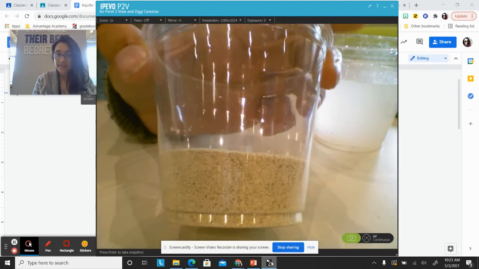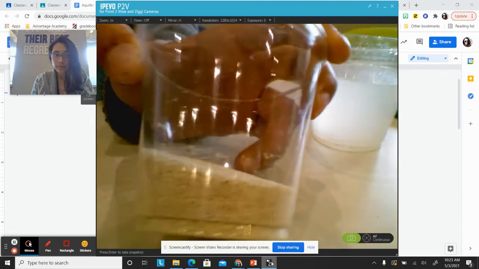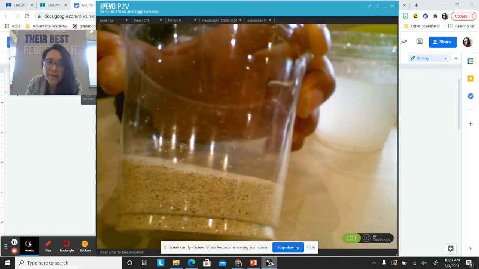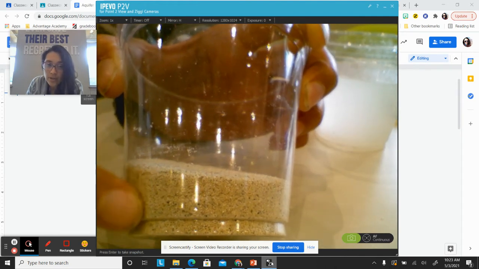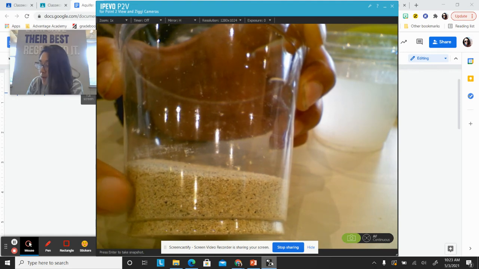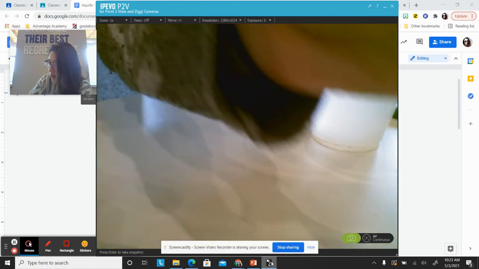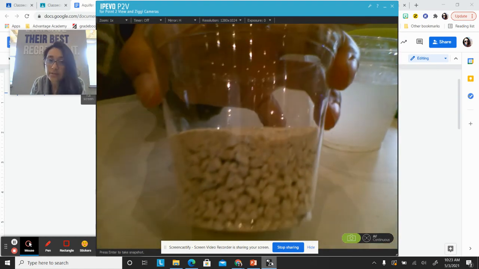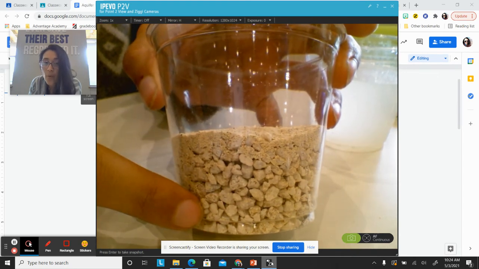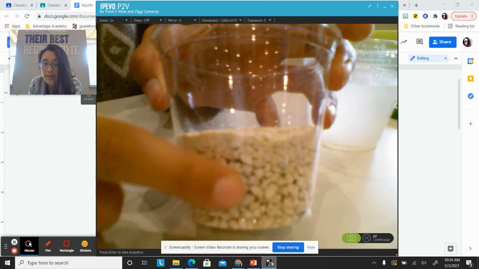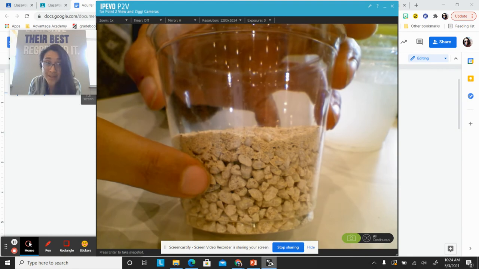I have sand. Sand is still permeable because water can get through it, but it's not very porous because it doesn't have a lot of big holes. You can see that there are some holes. You can see that water can get through it, but it's not highly porous because it has small holes. Now, gravel, on the other hand, as you can see, has very large holes, so it's very porous, meaning it has a lot of holes that water can get through. It's very porous and it's very permeable because water can get through it easily.